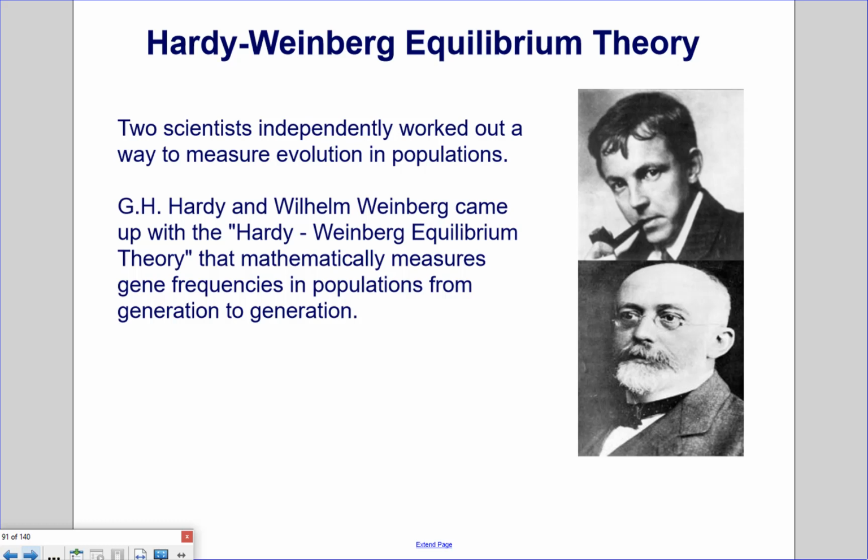The Hardy-Weinberg equilibrium theory. Two scientists independently worked out a way to measure evolution in populations. G.H. Hardy and Wilhelm Weinberg approached a biologist and said, "Hey, you need some more mathematics in your science." So they came up with the Hardy-Weinberg equilibrium theory that mathematically measures gene frequencies in populations from generation to generation.